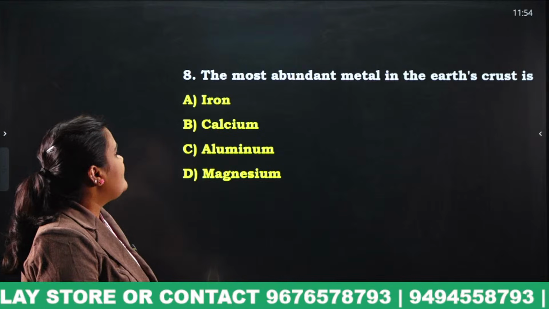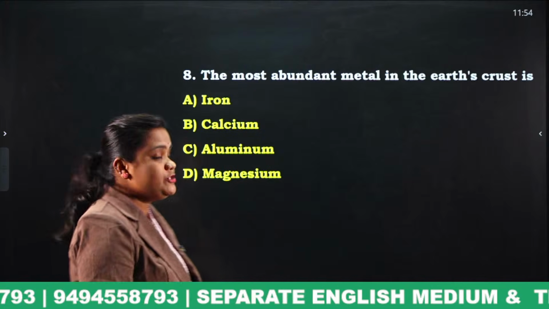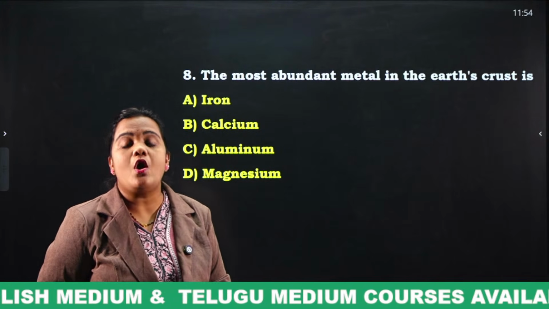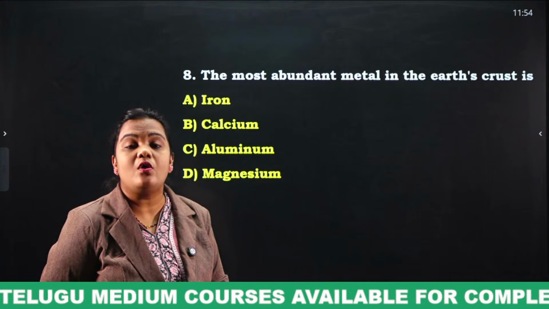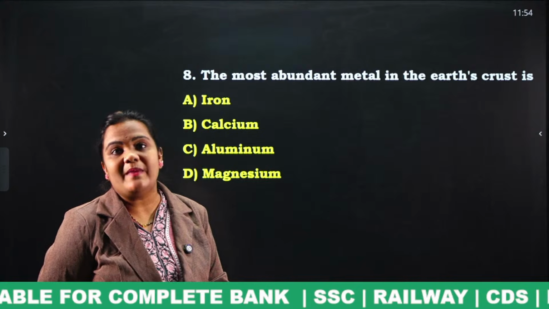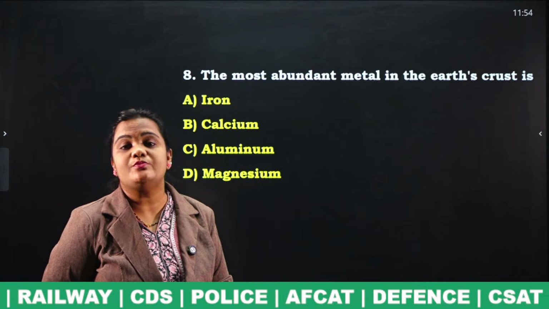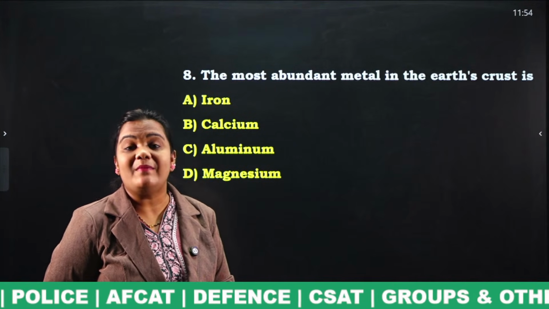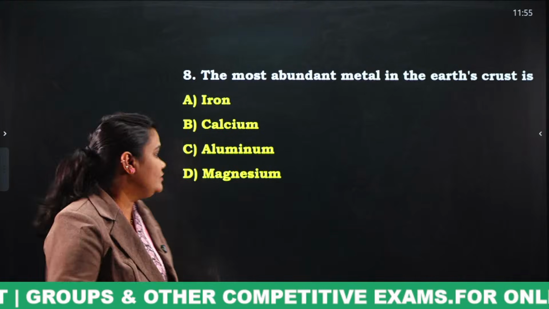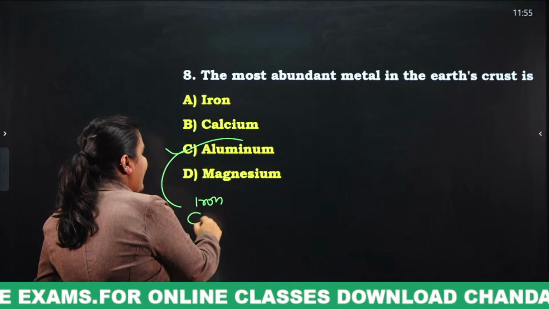Next, the most abundant metal in the earth's crust is iron, calcium, aluminium, magnesium. I have already discussed these also. Which is the only metal that exists most abundantly in our earth's crust? We use it for many purposes. It is light in weight and it is a non-corrosive metal. The atomic number of that is 13. Now tell me the answer. Aluminium. Very good. After aluminium, iron, and after iron, calcium.